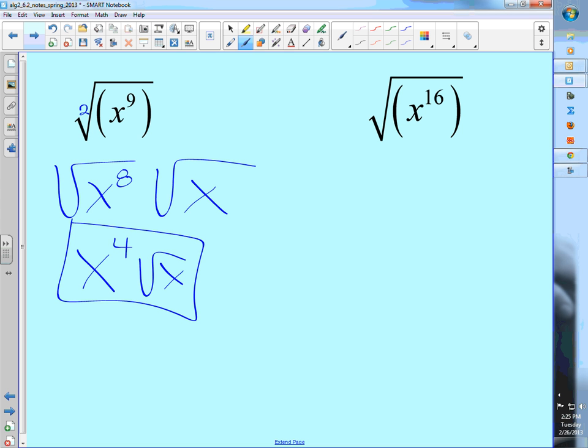X to the 16th, on the other hand, is a perfect square. What is the square root of x to the 16th? X to the 8. Okay, I heard two answers, plus or minus x to the 8. No, it's not an equation. We take 16, and do you take the square root of this, or divide it by 2? Divide it by 2. So you're going to get x to the 8th. 16 divided by 2 is x to the 8th. Remember, x to the 8th times x to the 8th is x to the 16th. You add your exponents. So x to the 8th is the square root of x to the 16th.